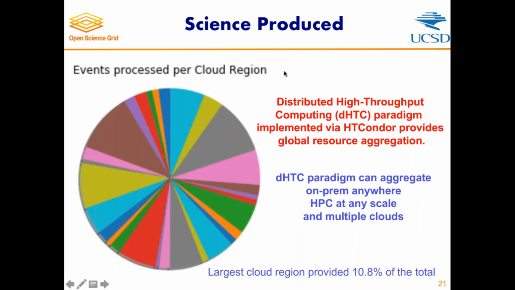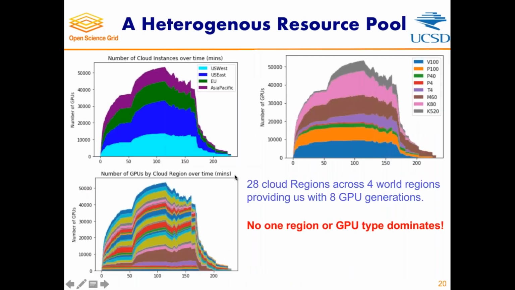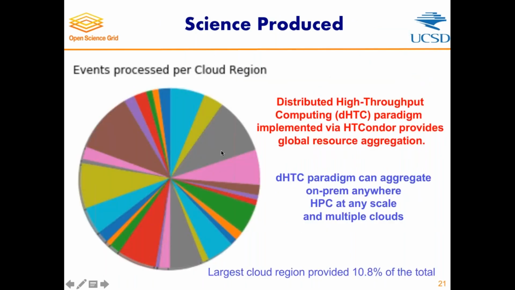The other thing that's interesting is if you look at the events produced per cloud region, it's even more diverse. In a sense, it is this plot, but normalized by the power of the GPUs, because it shows the number of signs produced. And what you see here is that no cloud region produced more than about 11% of the total. So if you restricted yourself to just one cloud region, you'd be down by a factor of 10.